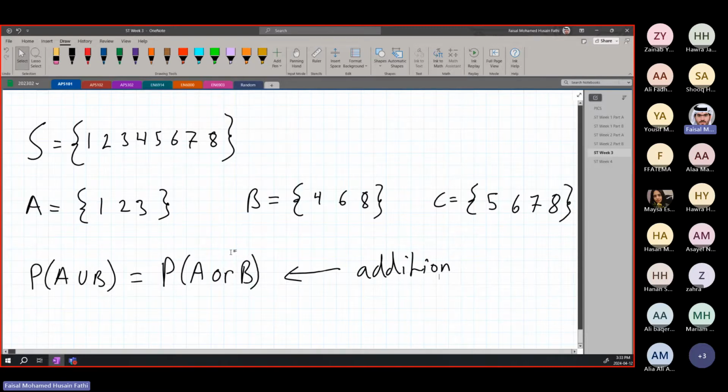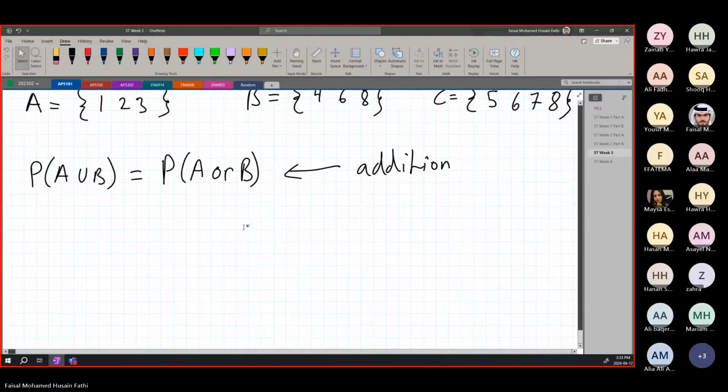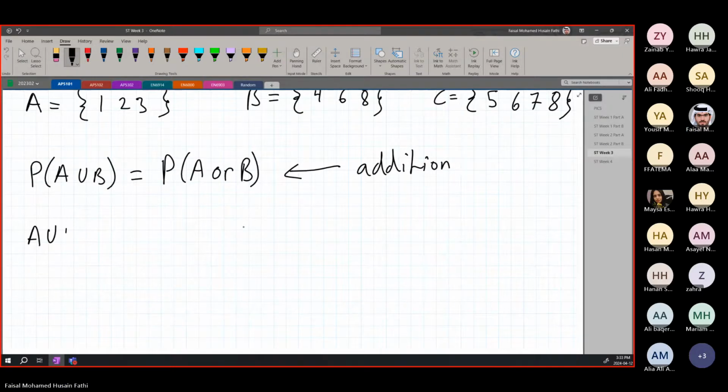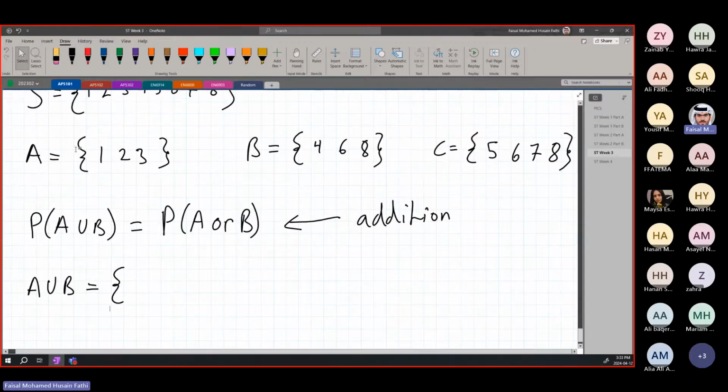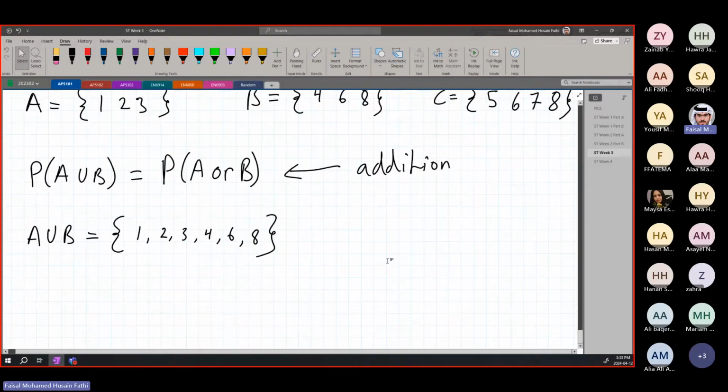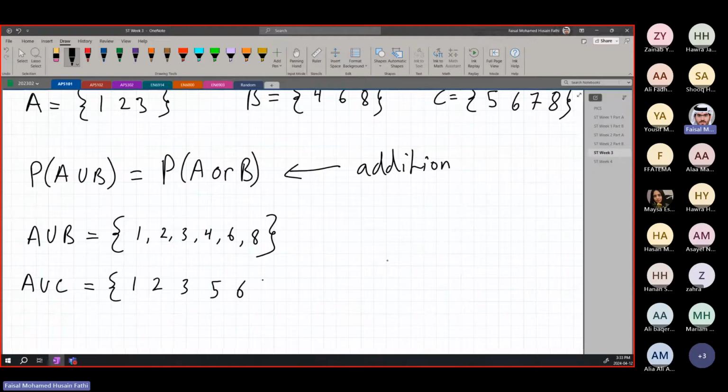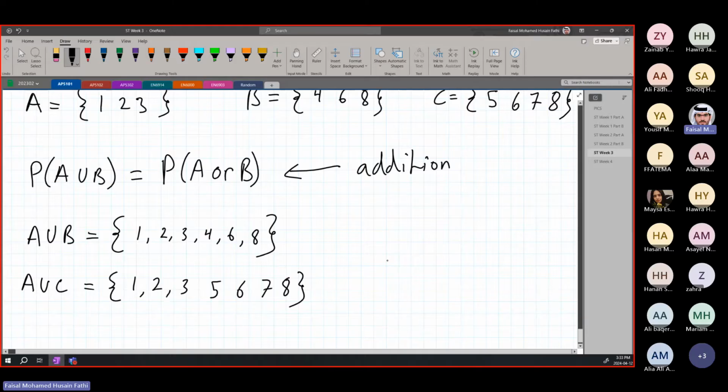A union B, if you remember from set theory, what is A union B? We just combine all of the numbers here. So we have 1, 2, 3, 4, 6, 8. This is A union B, from set theory. Very basic, very straightforward. And let's do A union C as well, which is equal to 1, 2, 3, 5, 6, 7, 8. This is A union B, and this is A union C.